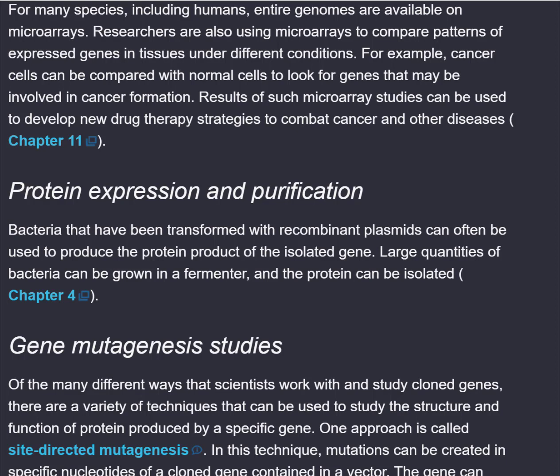Researchers are also using microarrays to compare patterns of expressed genes in tissues under different conditions. For example, cancer cells can be compared with normal cells to look for genes that may be involved in cancer formation. Results of such microarray studies can be used to develop new drug therapy strategies to combat cancer and other diseases. Chapter 11.